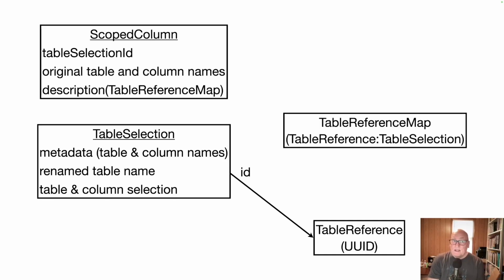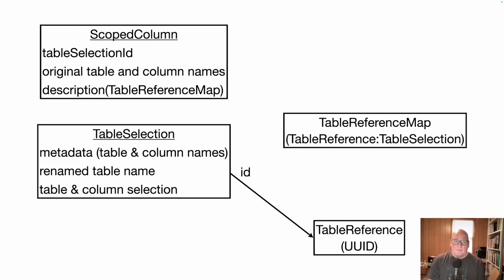The focus for the renamed joins is the scoped column, which is the thing that lets you say, like, class.id, the table name followed by the column name. And so it knows the selection ID of the table it's working with. It knows the original table and column names. I'm not sure it needs the original, but we'll see about that in the future. And then finally, if you give it a table reference map, it can get the description for that thing.